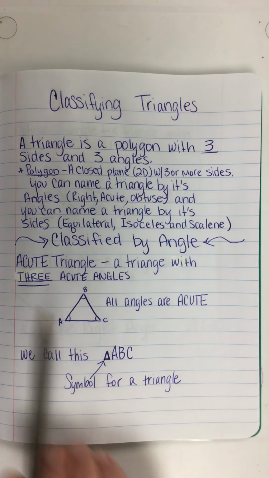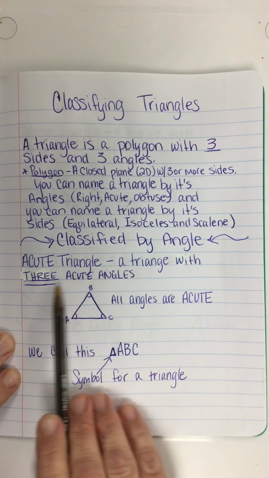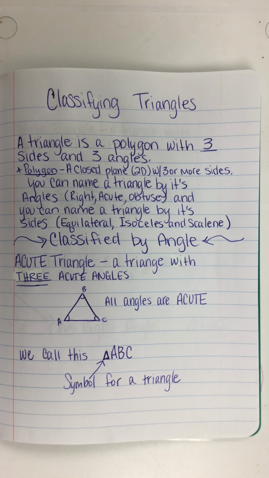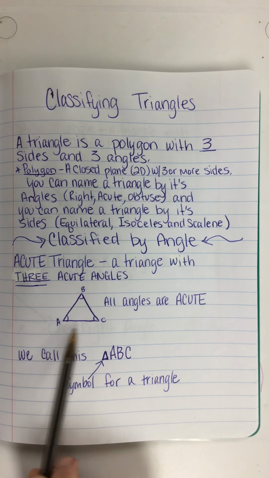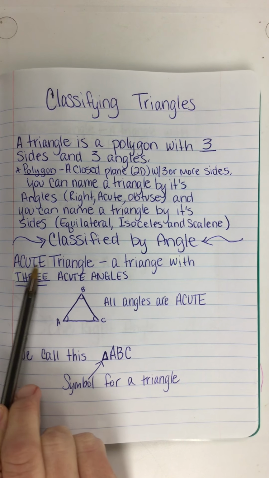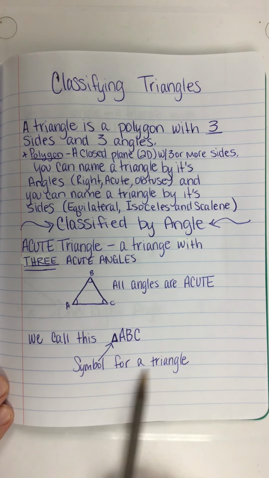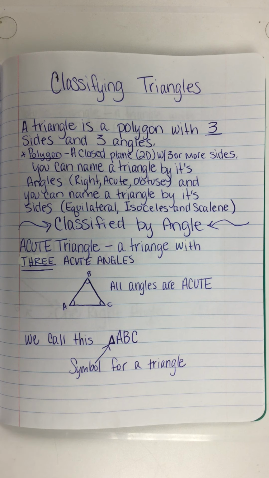So the first one is an acute triangle. Acute is an angle that is less than 90 degrees, right? So a triangle with 3 acute angles is classified as an acute triangle. So all angles are acute. If you look at it and you see all 3 of the angles are less than 90 degrees, it is going to be an acute triangle. So we call this triangle ABC. The symbol for a triangle is a triangle. So this one would be triangle ABC. All 3 angles are acute. You'll see that?